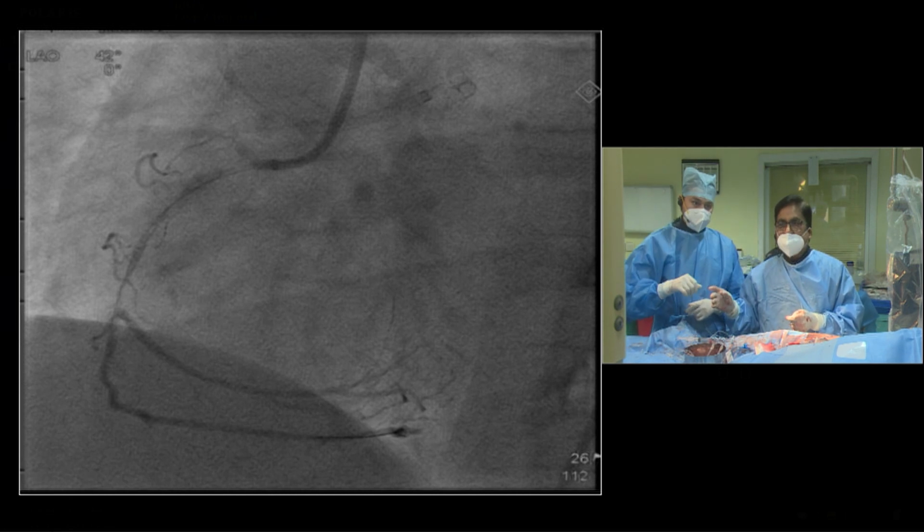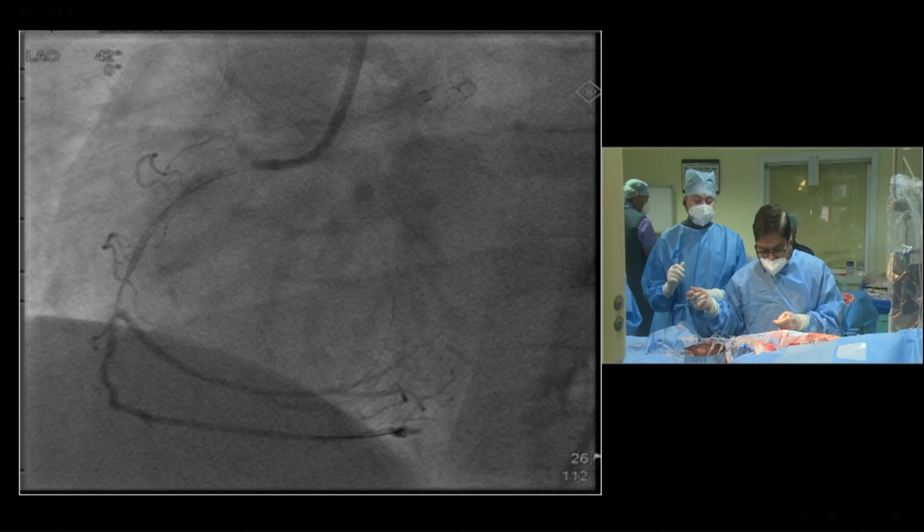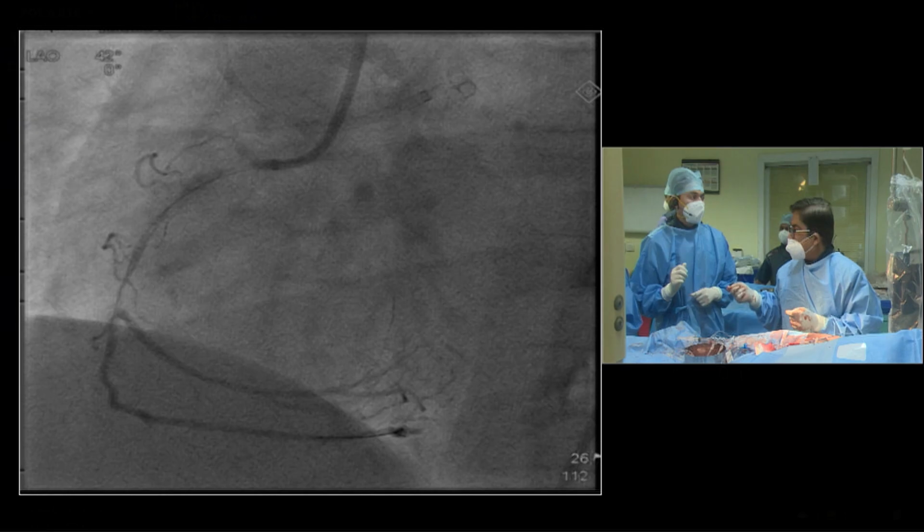So you probably want to just take proximal to the bifurcation and not make a big dilatation. Also, avoid creating a dissection there. I think those are two important points.